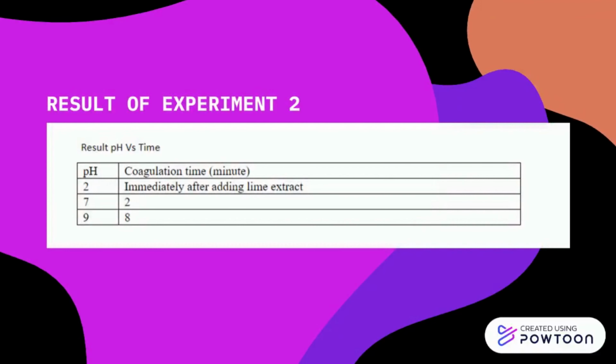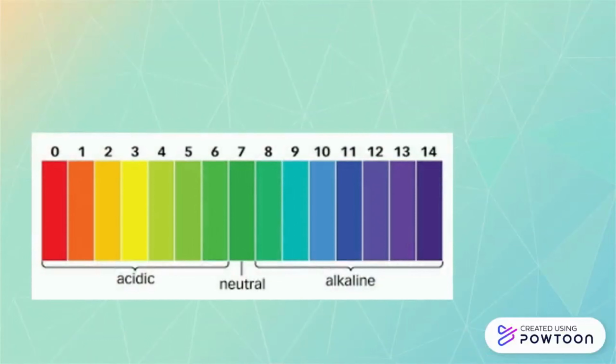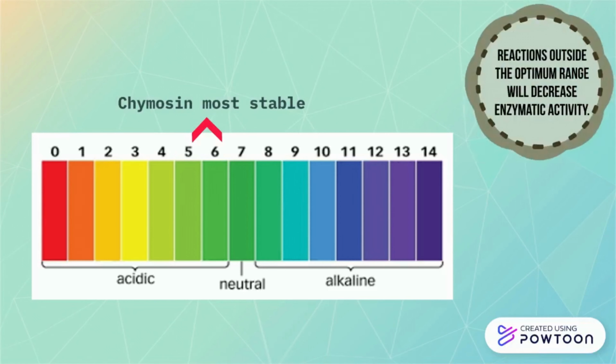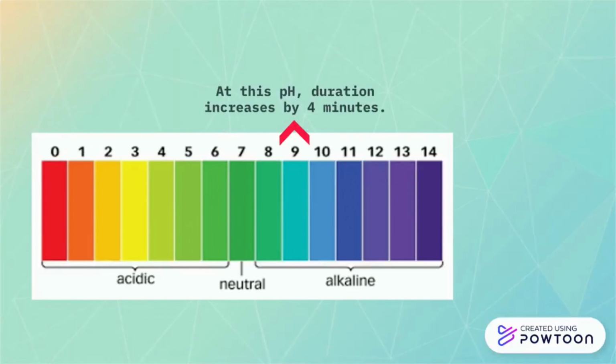This is the result of the experiment: pH and the coagulation time in minutes. Chymosin is more stable at pH values between 5.3 and 6.3. Coagulation at pH 7, which is near the optimum range, results in fast activity, which is only 2 minutes. Reactions with pH conditions outside this range will decrease the enzymatic activity.